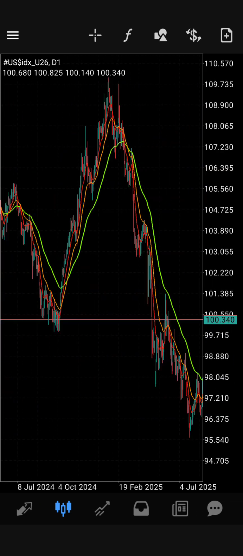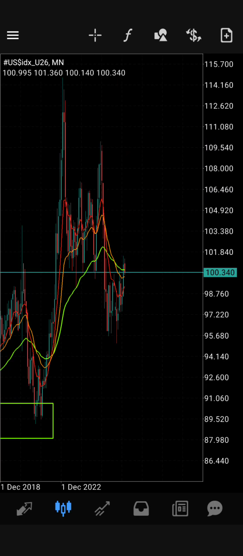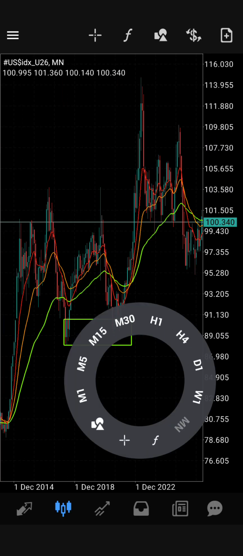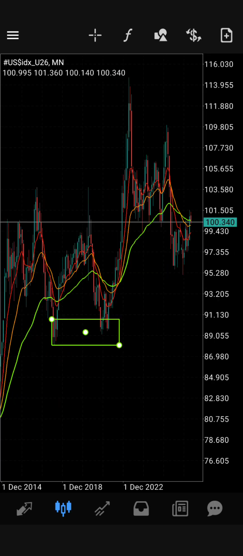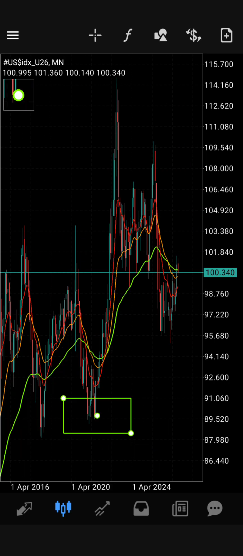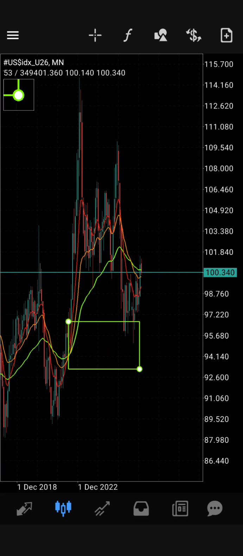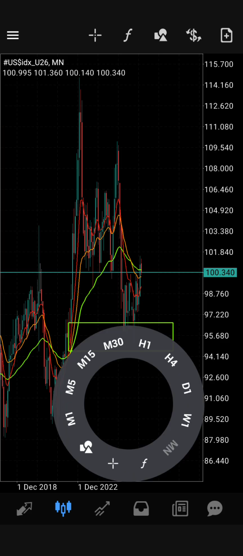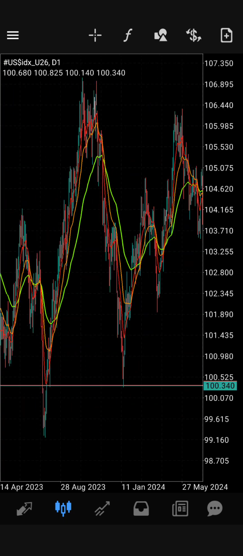Okay, why is the zone not appearing? Monthly. Okay, it's a bit too far. Let's use a more recent test of a zone. Price went up and then came down again. Tested this zone right here. Now let's go to the daily and look for our structure, right?